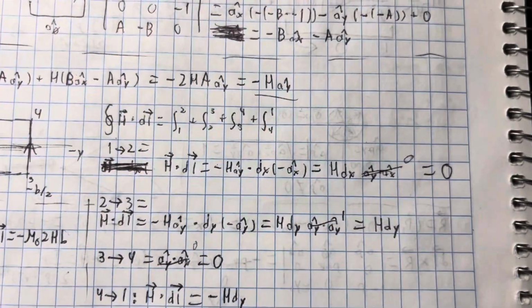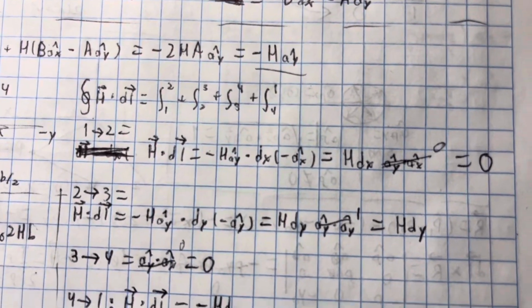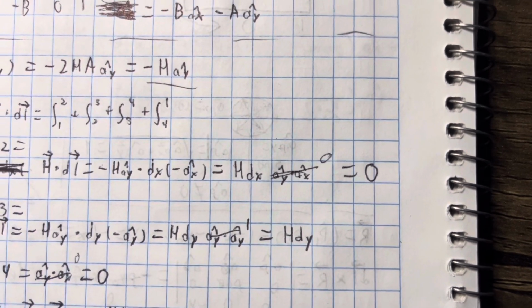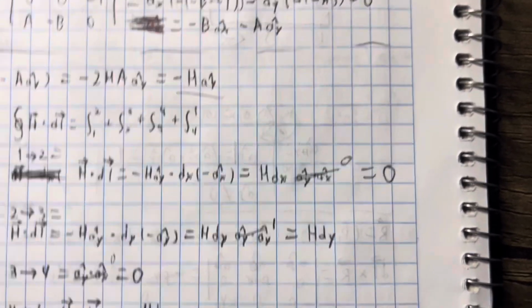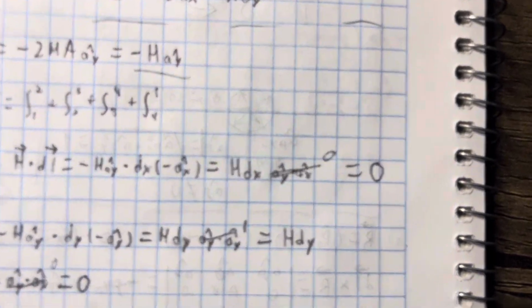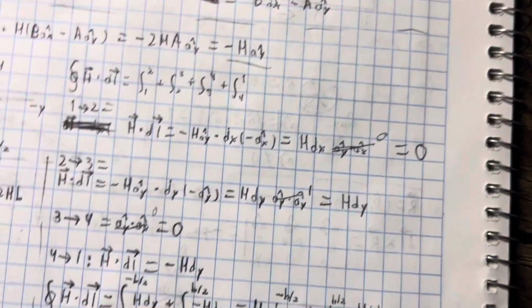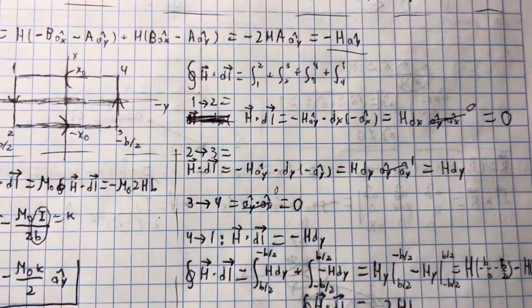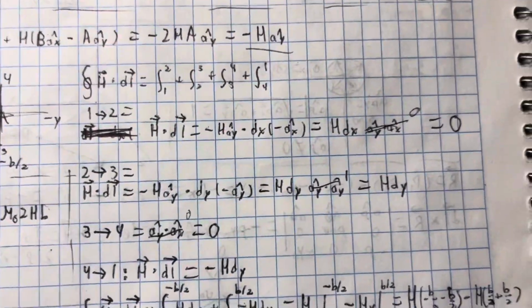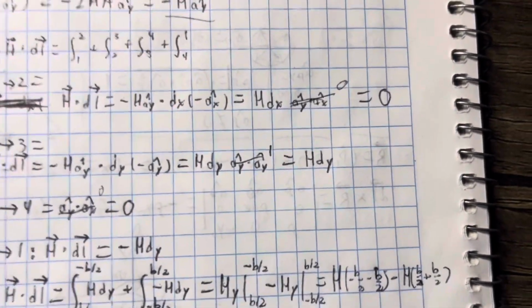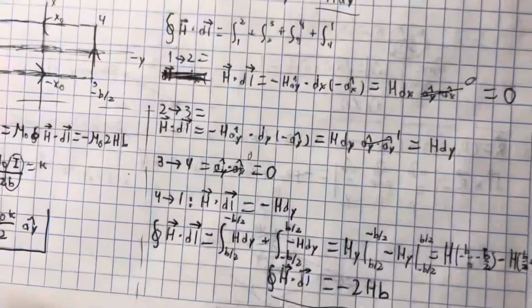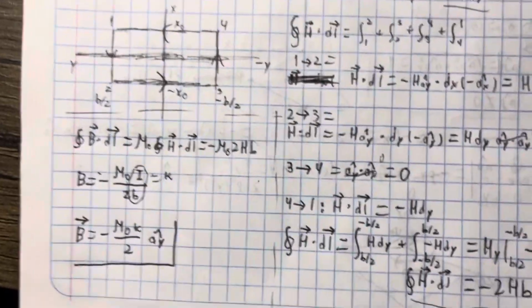After performing the dot product, we get that it gives us just a y vector times an x vector, which gives us 0. So this integral will be equal to 0. And then from point 2 to point 3, we perform the dot product, which will give us this h dy, for the second, right? And now that we have those two, we can easily get the other ones.